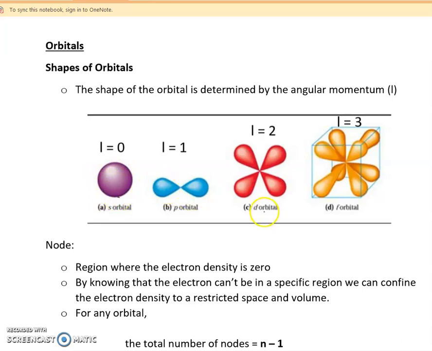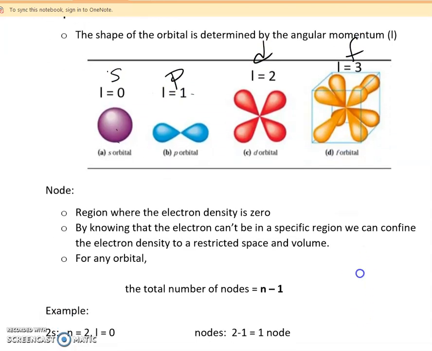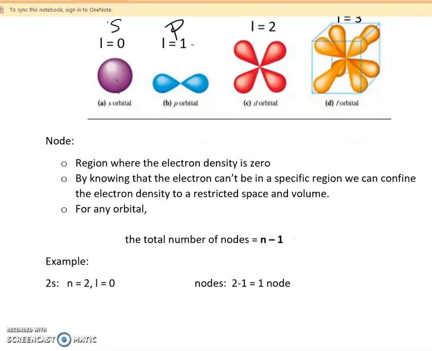Our d's, we're going to go into this in a little bit more detail in a little bit, but notice that it's a pair of dumbbells together, and then our f orbitals, where we have more than one set of dumbbells. So we've got our sphere, our p orbital, d orbital, and f orbital, and those are represented by 0, 1, 2, and 3. So again, S, P, D, and F.